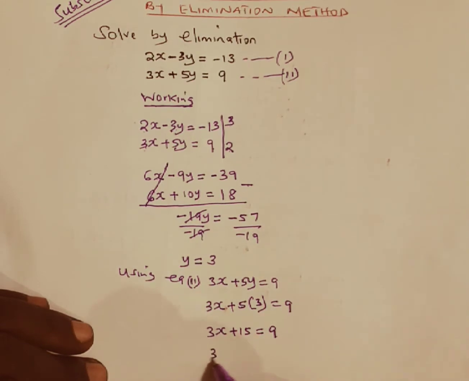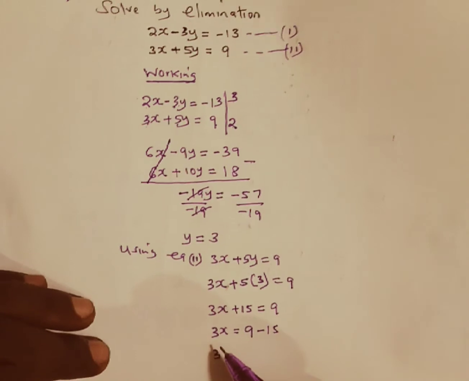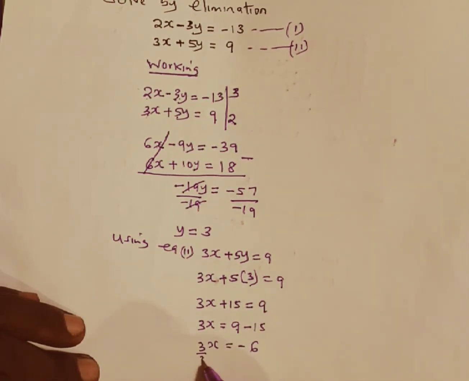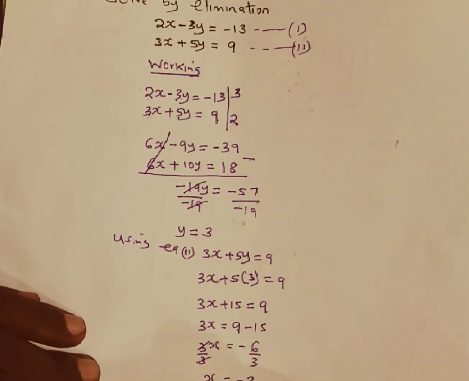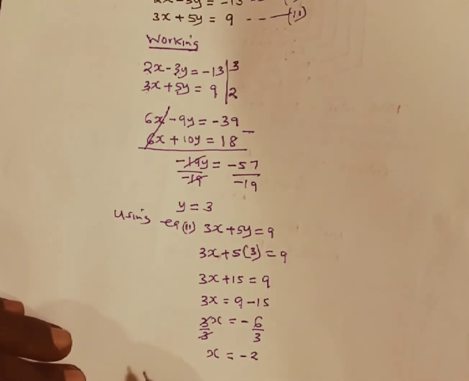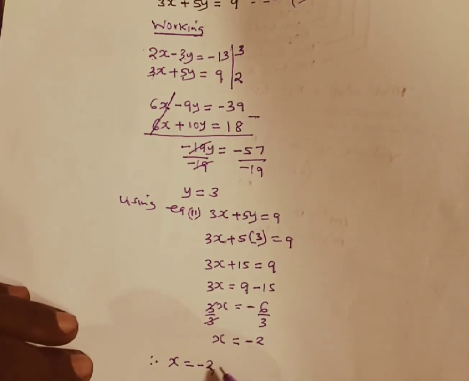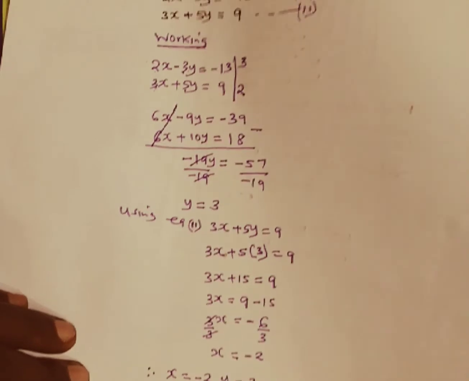So from there we know 3x is going to be equal to, take 15 to the other side, 9 minus 15, which is negative 6. And if you divide by 3 on both sides, 3 and 3 cancels, and our x is going to be equal to negative 6 divided by positive 3, you get negative 2. Therefore, we can say the value of x is negative 2 and the value of y is positive 3, and that is the answer to this particular question.